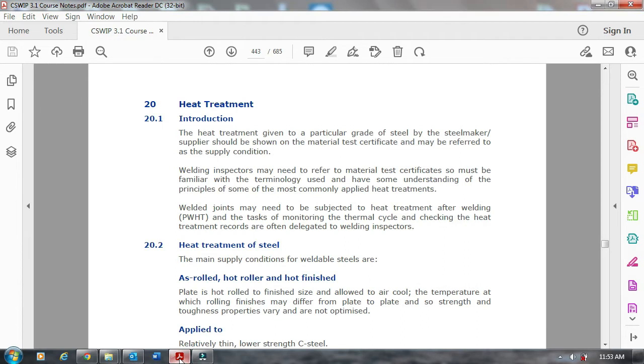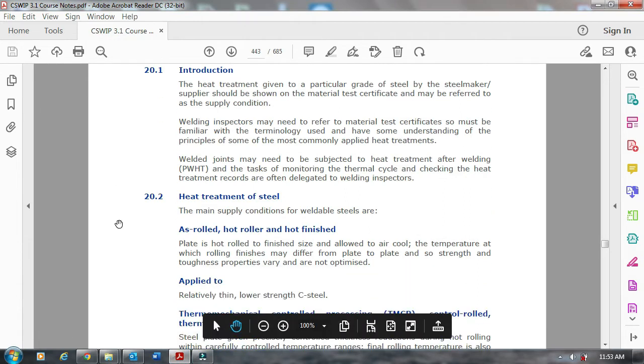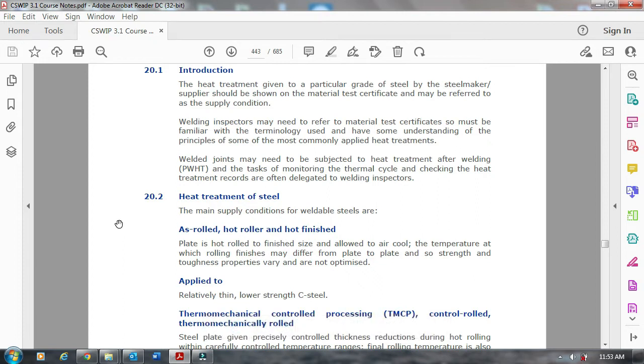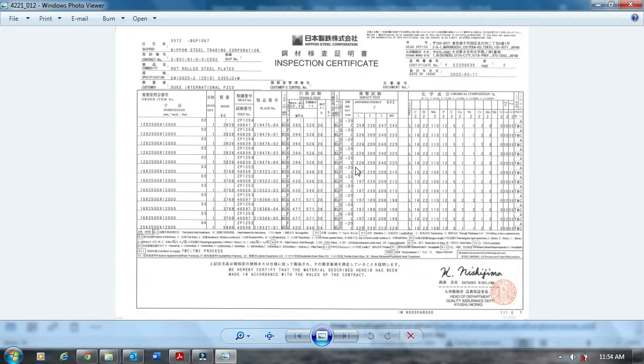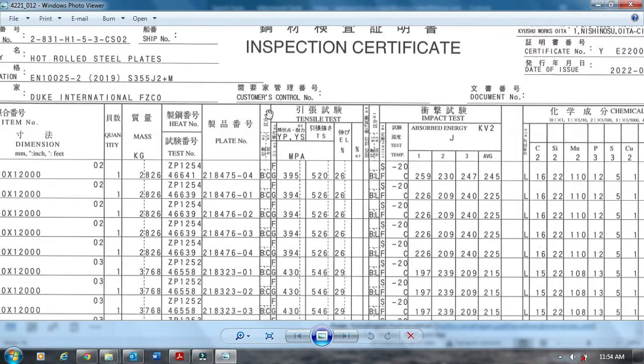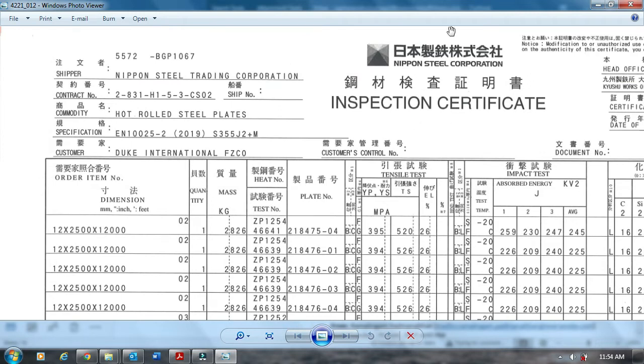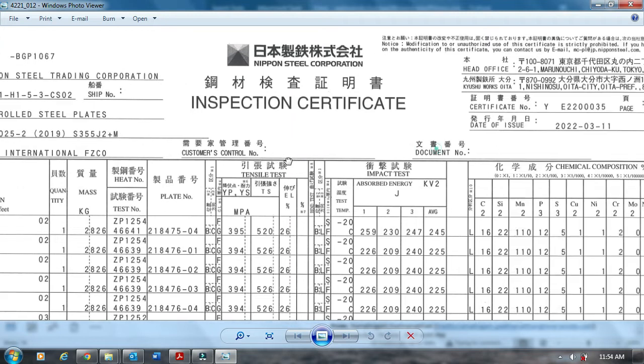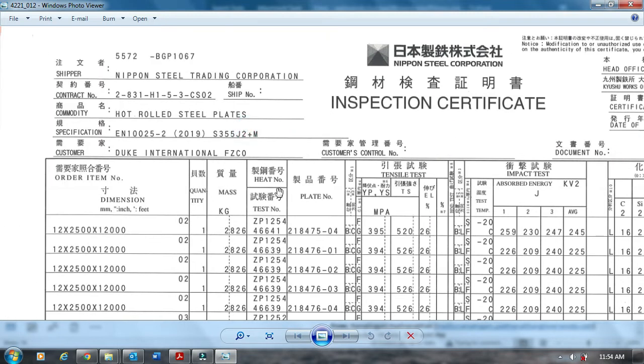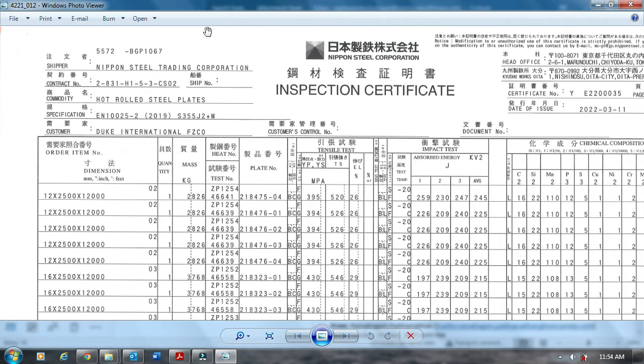So let's begin, the introduction has been done. A welding inspector may need to refer to material test certificates, so must be familiar with the terminology used. That's why I showed a few samples. If you want more samples, okay, this one is Chinese, I presume. Nippon Steel, so Japanese. This one is S355J2M. You can see that this is hot rolled steel plate. So the supply condition is very important, and that's what the chapter is all about. You need to know what the supply condition is and what the client requires.